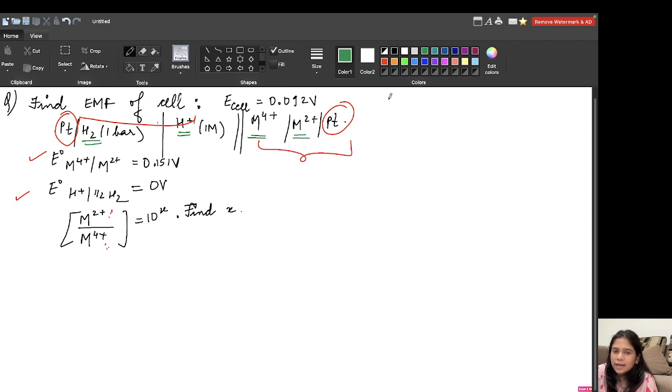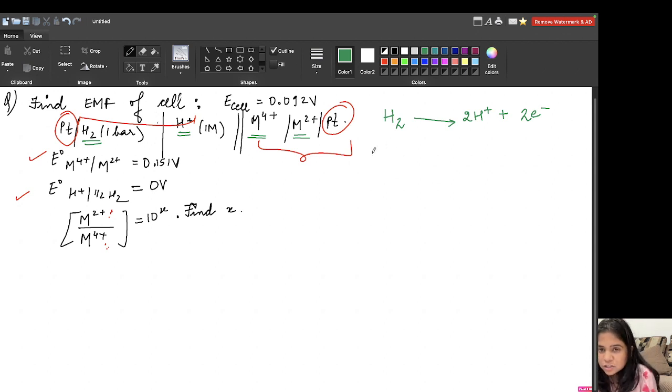First, let us write the reaction. What is the reaction? H2 is giving you 2 H plus and 2 electrons. You can write it like this also, or else you can write H2 giving you half H plus and half electron, something like that, but to get a balanced equation, you write it like this.